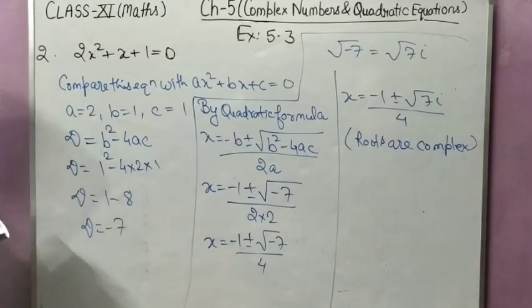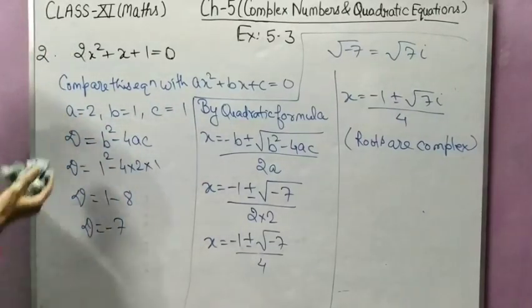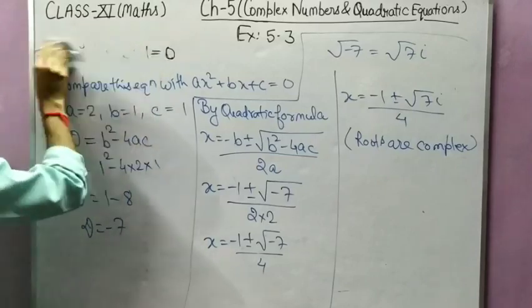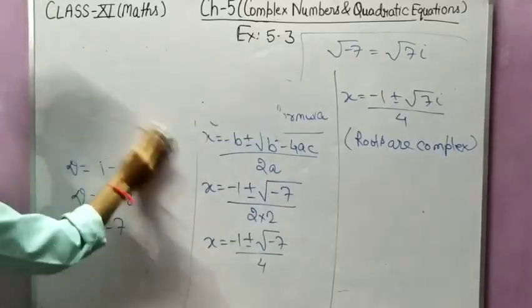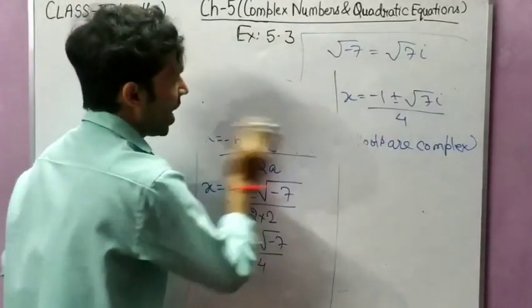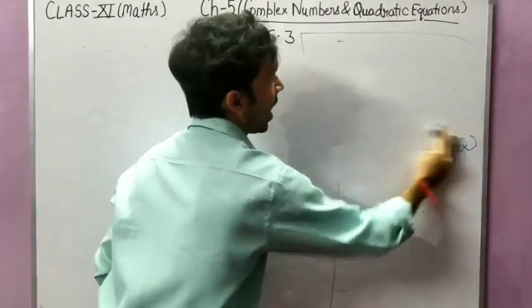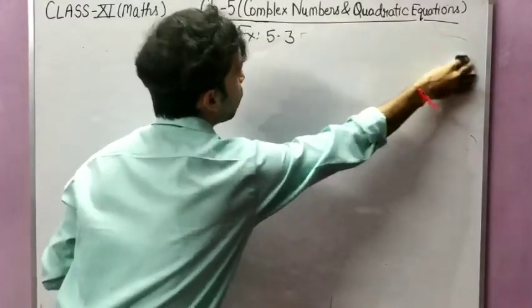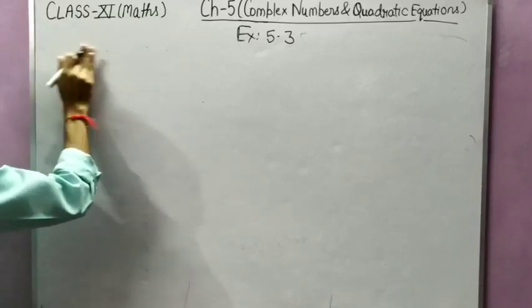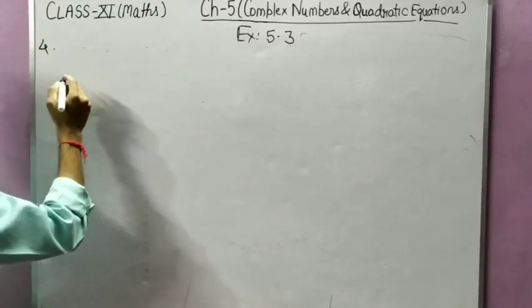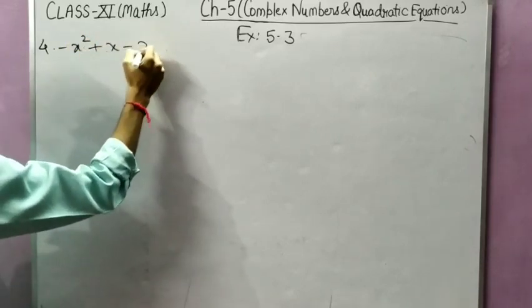Question number 3 is also the same, so I will not tell you. Question number 4 I can tell you. All questions are very simple and very similar to the previous class. Just you have added the concept of i, that is iota. Now question number 4 is -x² + x - 2 = 0.